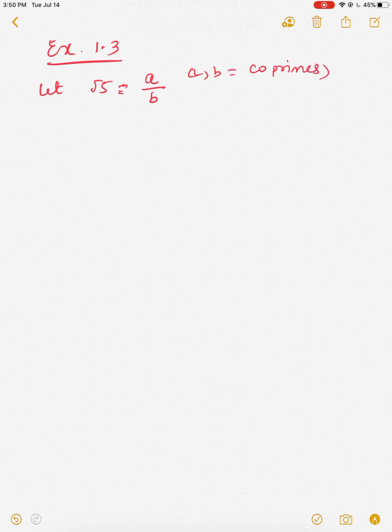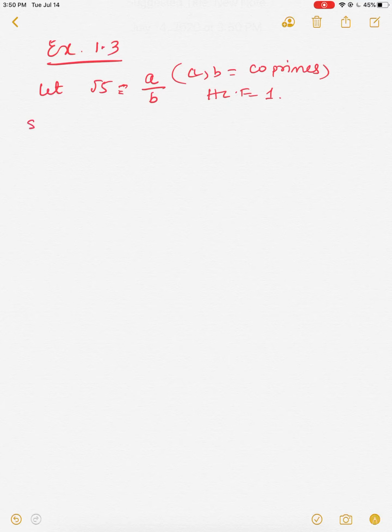See, exercise number 1.3, prove that root 5 is an irrational number, we have to do. So let us start with: let root 5 be a rational number. If it is rational, it should be in the form of a upon b, where a and b are co-primes. Co-primes means their HCF will be equal to 1.